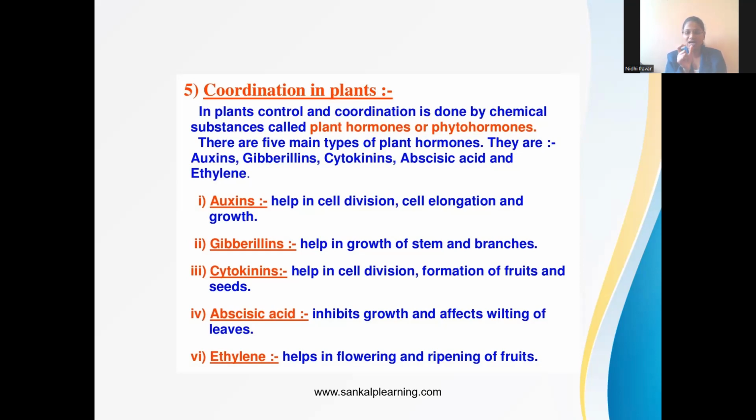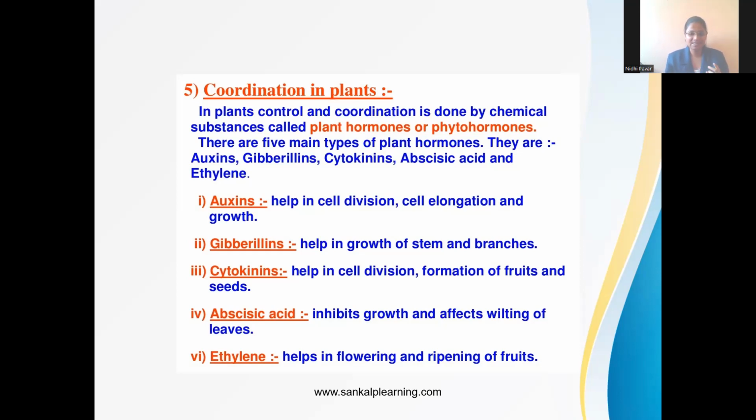So the auxin hormone is mainly related to the growth of a cell. Cell division is different: that is one cell becoming two. Cell elongation means whatever cell is formed, it has to grow, right? So that is cell elongation and the overall growth of the plant body. Next one is gibberellin. It helps in growth of stem and branches. So mainly this hormone is concerned with the stem and the branches.